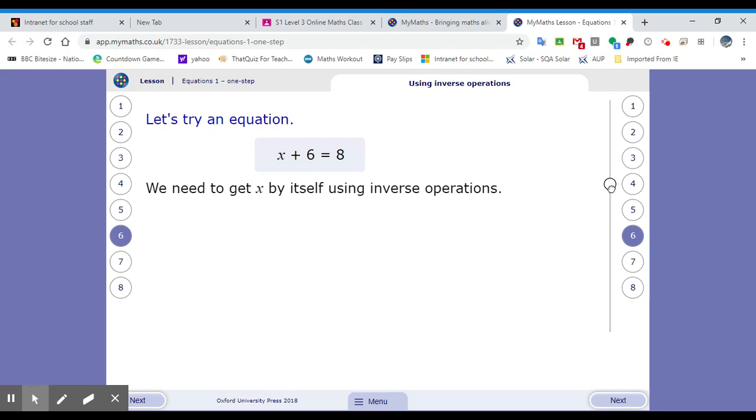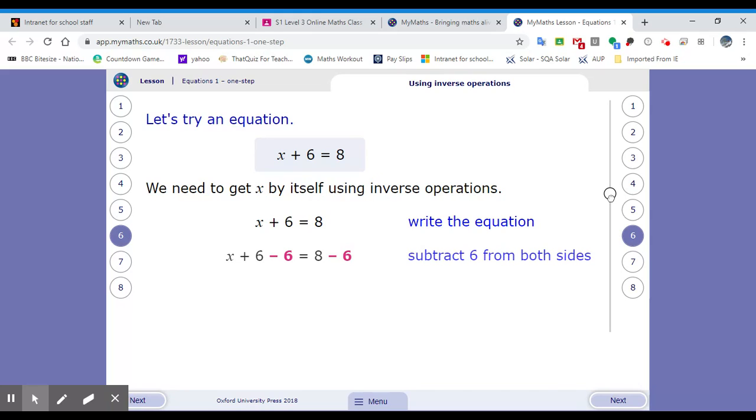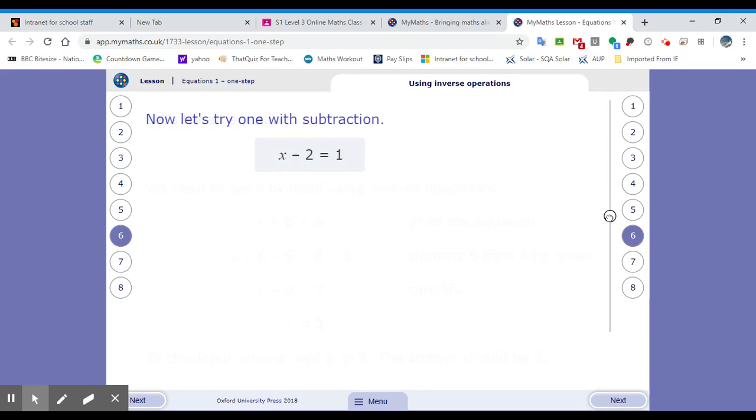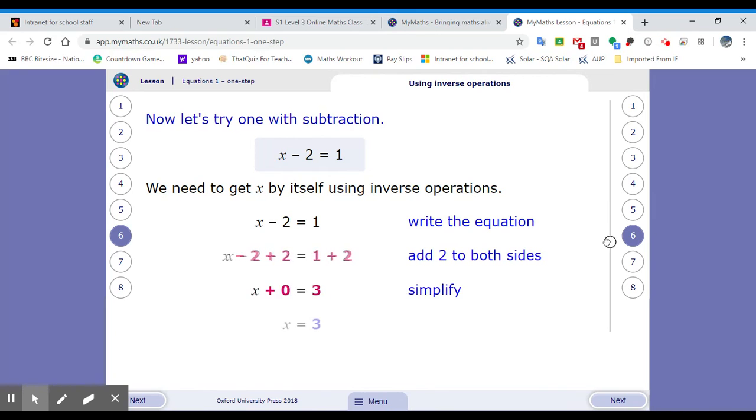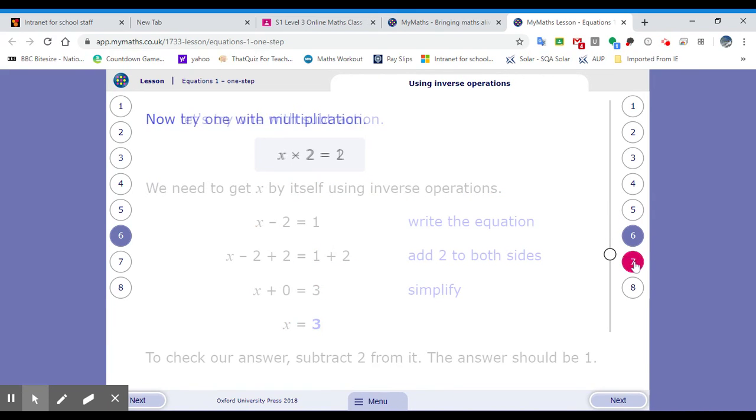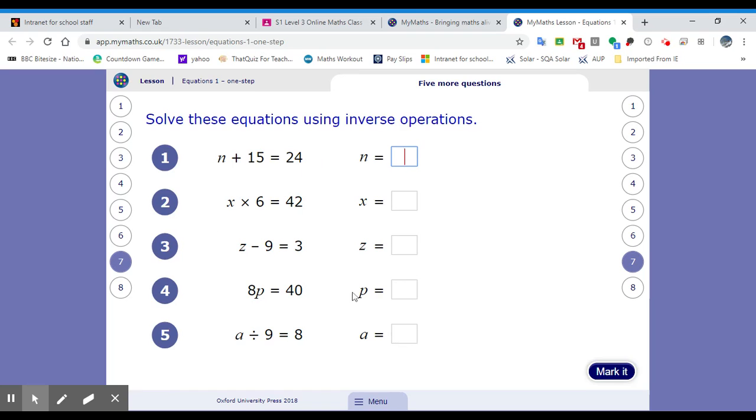So here, plus 6, the inverse would be to take 6. So you know that. We don't write it like that, but it's just to give you the idea. And then you get x is 2. If it's minus 2, what do you do then? You add 2, and you could go straight to the answer, but this is talking you through, okay? Right, and then you can have a go at some more questions.